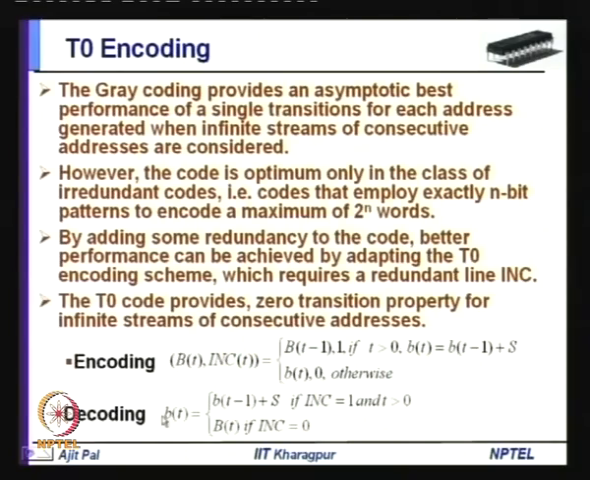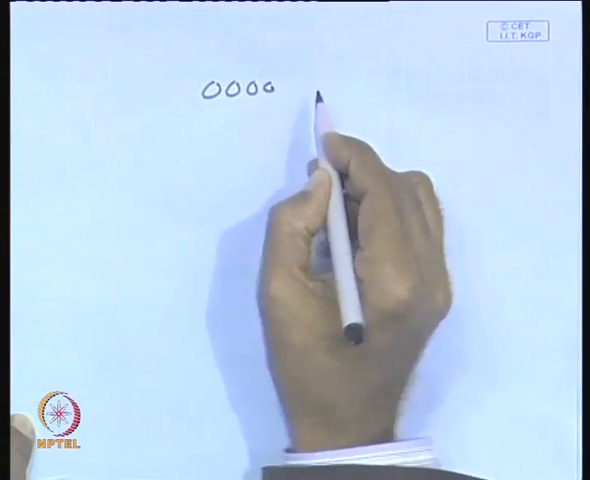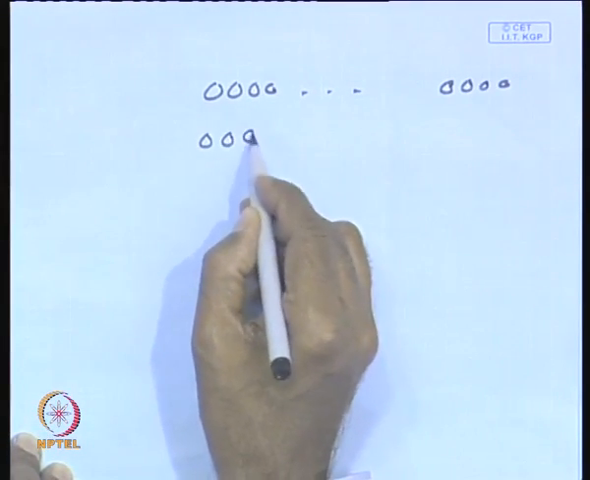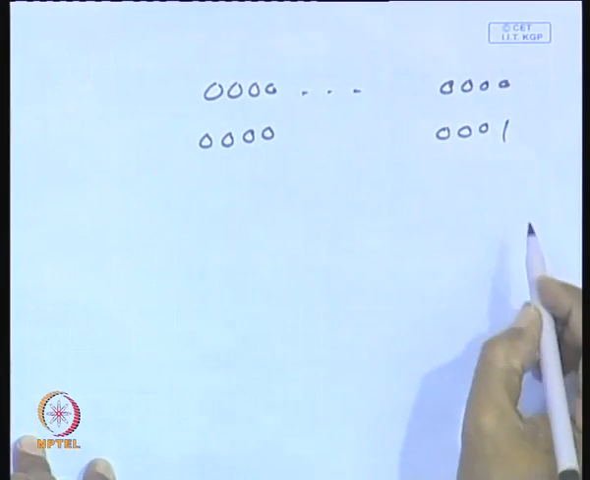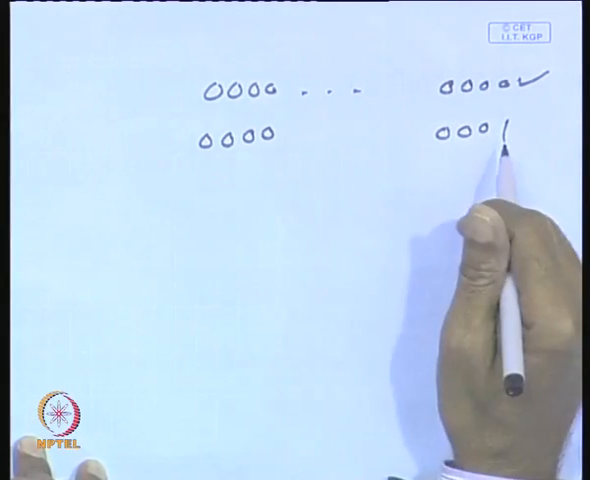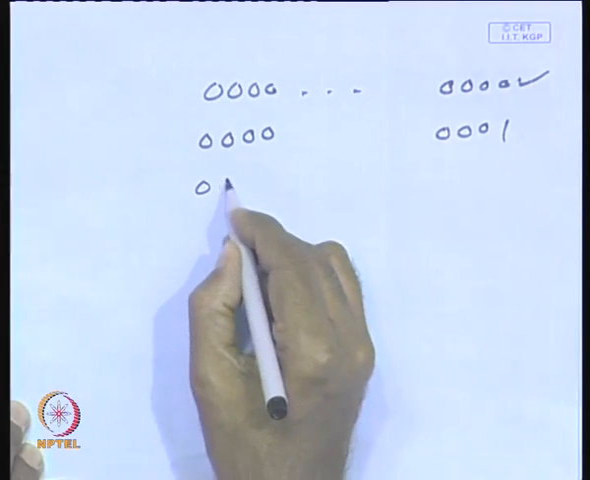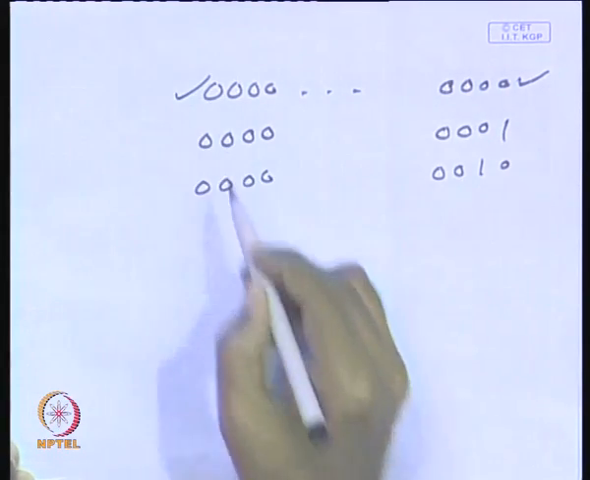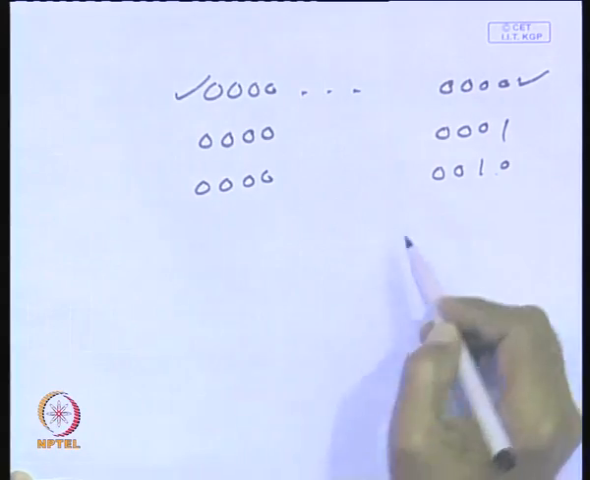But before I explain the encoding and decoding, let me explain the basic idea. Suppose initially the address was say 0000, and if you know the next address is 0001, instead of sending this one, you can send the previous one and inform the other side that you increment by 1. So, in such a case there is no change on the bus. Next time also, suppose it increases by 1, again you keep on sending this and inform the other side it is incremented by 1 from the previous value. So, this is the basic idea of this T0 encoding.